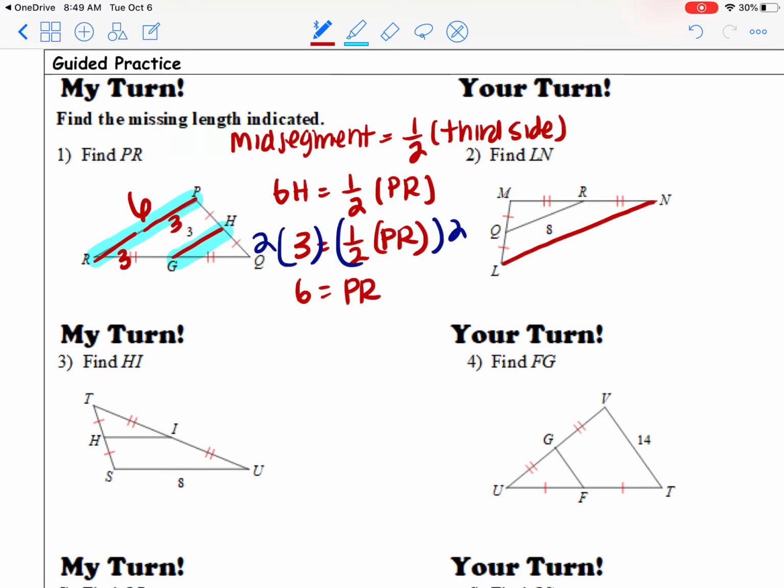Find LN. Exactly the same thing, guys. QR is 8, right? So 8 doubled is going to give me 16. When I double QR again here, notice that it would be the same length because 8 plus 8 is going to give me 16. So LN equals 16.